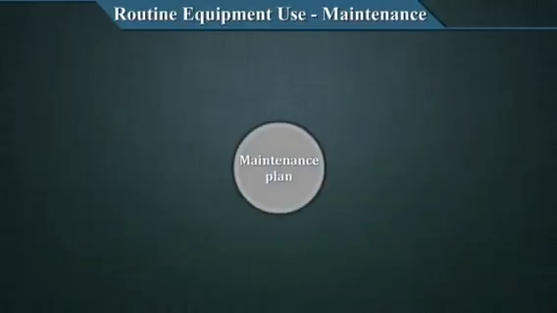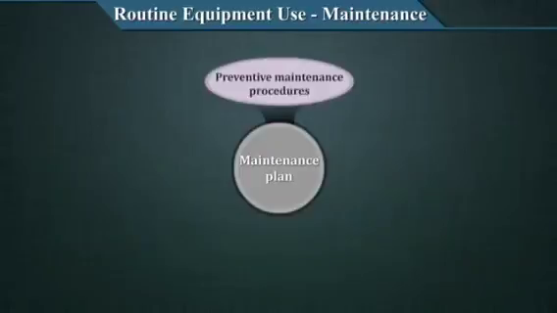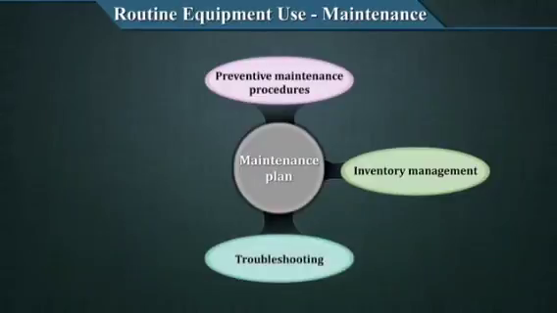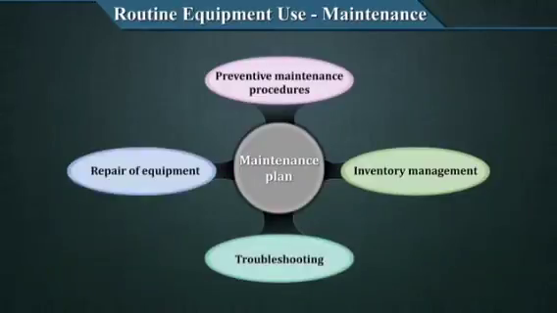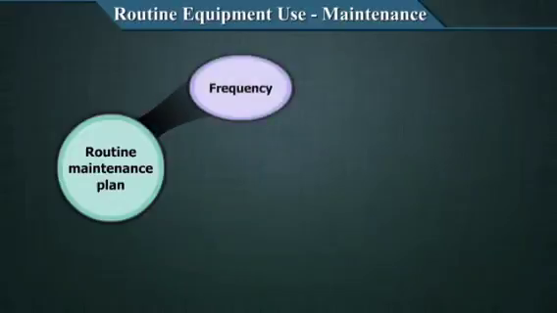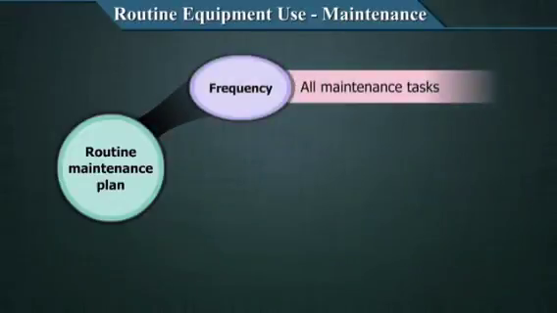It ensures that the equipment is operated to give accurate results and to avoid downtime. Every MQ starts with a maintenance plan. A maintenance plan should include preventive maintenance procedures, inventory management, troubleshooting, and repair of the equipment. When I say inventory management, it's mostly about the spare parts inventory. For each piece of equipment, establish a routine maintenance plan to include the frequency of all maintenance tasks: daily, weekly, monthly, 3 monthly, as needed, etc.